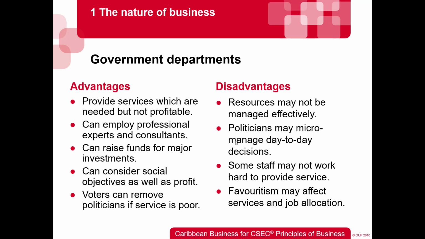And the next big problem with government departments is favoritism may affect the service and job allocation. For example, most Caribbean countries have a two-party system. You have one party and the next party. If this party wins the election, they're going to hire their people, and so somebody who might be qualified but didn't vote for them is out of a job. So that's one of the problems with government. Sometimes it's not merit based. Sometimes it's a favoritism thing.